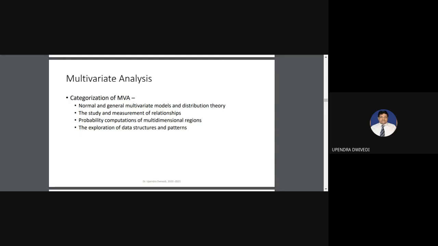Next is probability computation of multidimensional regions. Suppose you want to perform probability operations on various multi-dimensional problems. For example, when dealing with the drug-disease problem, the drug-disease relationship can be a multi-dimensional relationship. A drug can have an m-dimensional effect parameter that will affect the disease in m dimensions. So it is a multi-dimensional relationship.